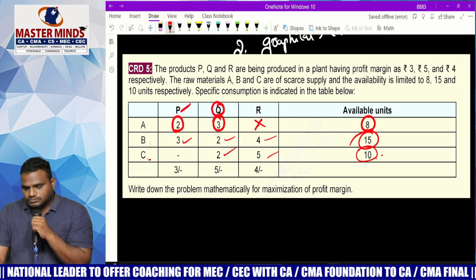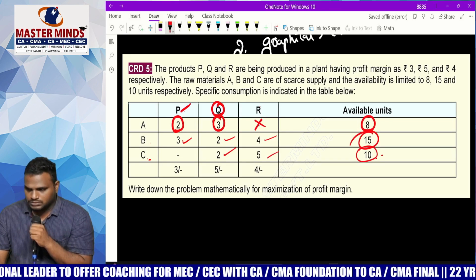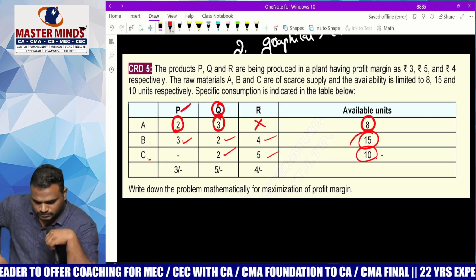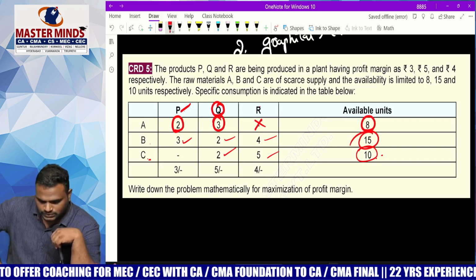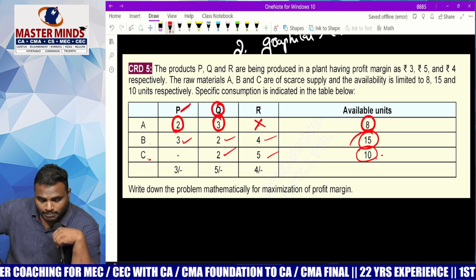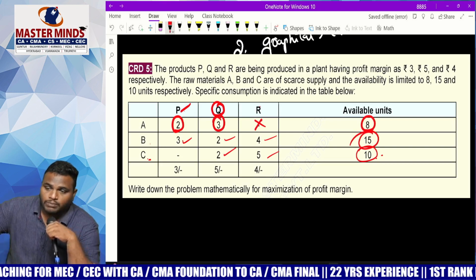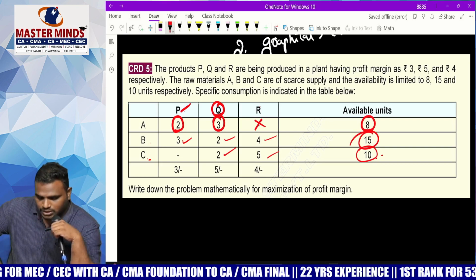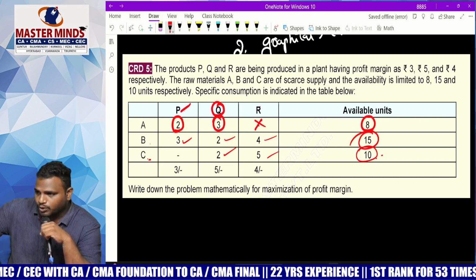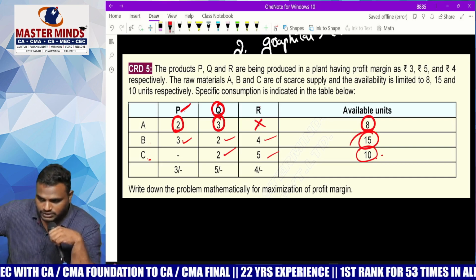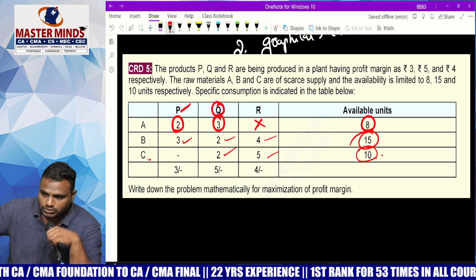Now, write down the problem mathematically for maximization of profit margin. That means form the equations only for maximization of profit. Profit margin. Yeah, please read. Try to solve this question.